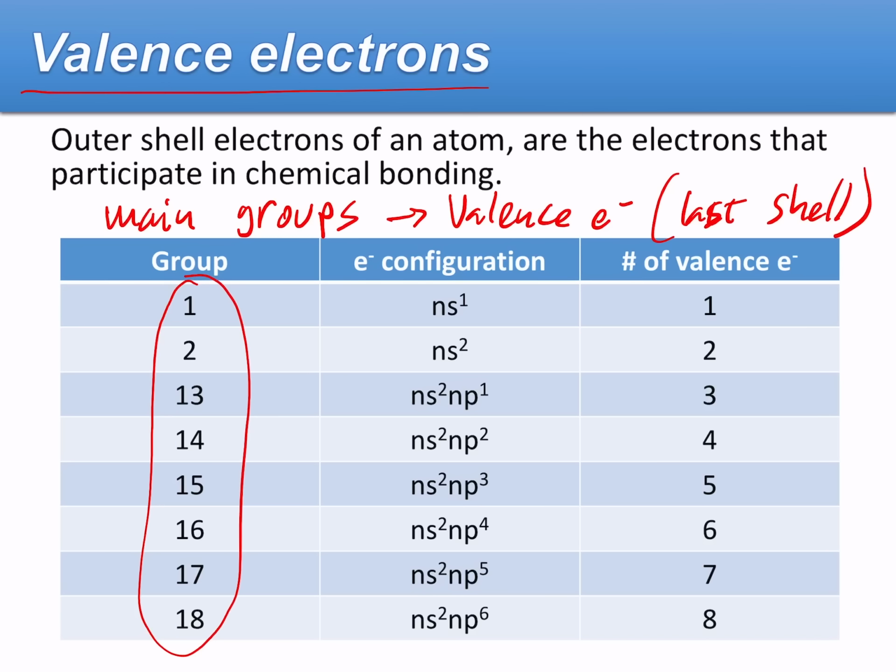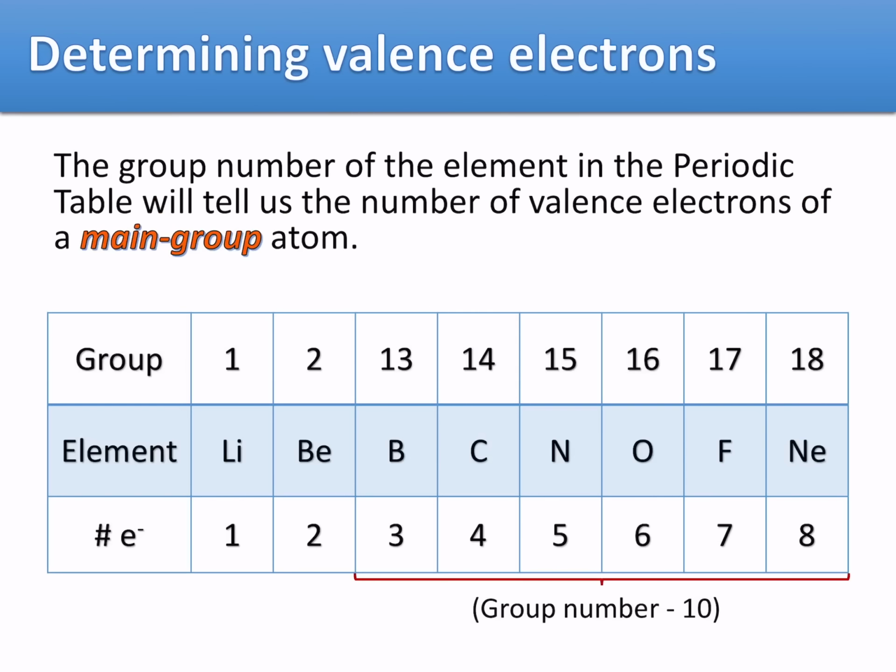So the easiest way to remember this is that if your group number is 1 or 2, you have 1 or 2 valence electrons. And if you are from 13 to 18, all you have to do is subtract 10 from that, and that gives you the number of valence electrons. So you don't have to worry about doing electron configurations anymore.